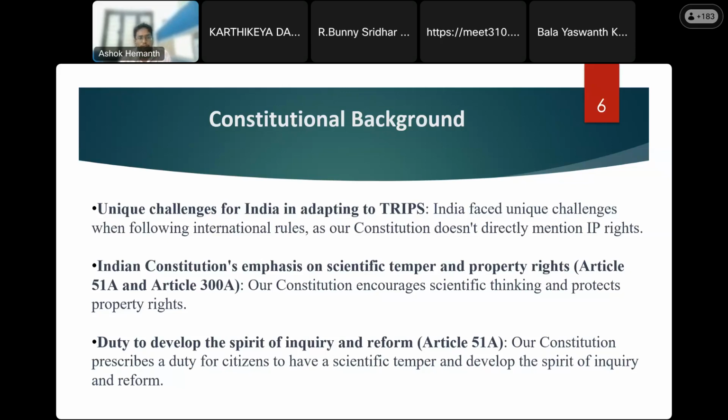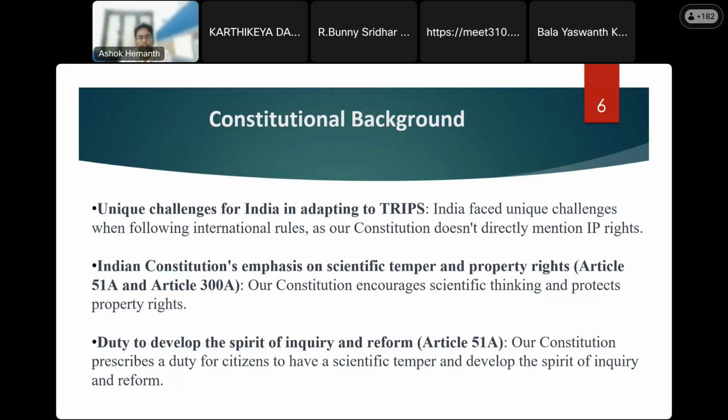Before we talk about these laws, what is the constitutional provision? Why we enacted these laws, we should know about that. In the Indian Constitution there are so many articles. Article 51A and Article 300A are the two articles that support these IP laws being enacted in India. Our Constitution encourages scientific thinking and protects property rights. Right to property was a fundamental right earlier in our country. Now they made it fall under Article 300A, which is not a fundamental right.